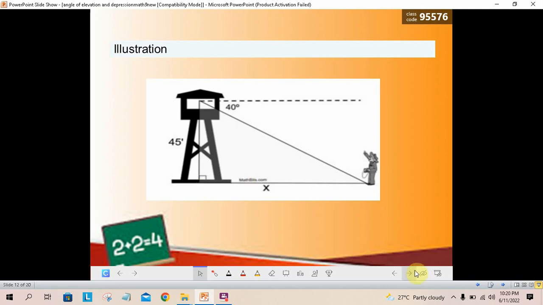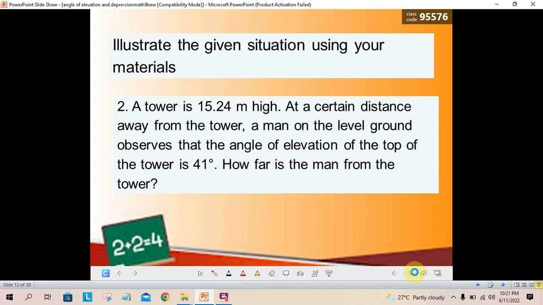Next, number 2, a tower again. Remember that we can use a tree or the building. So at a certain distance away from the tower, a man on the level ground observes that the angle of elevation of the top of the tower is 41 degrees. How far is the man from the tower?